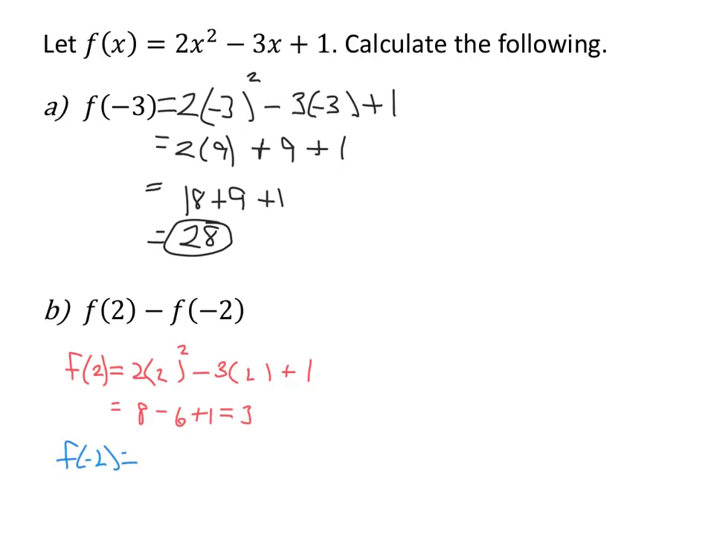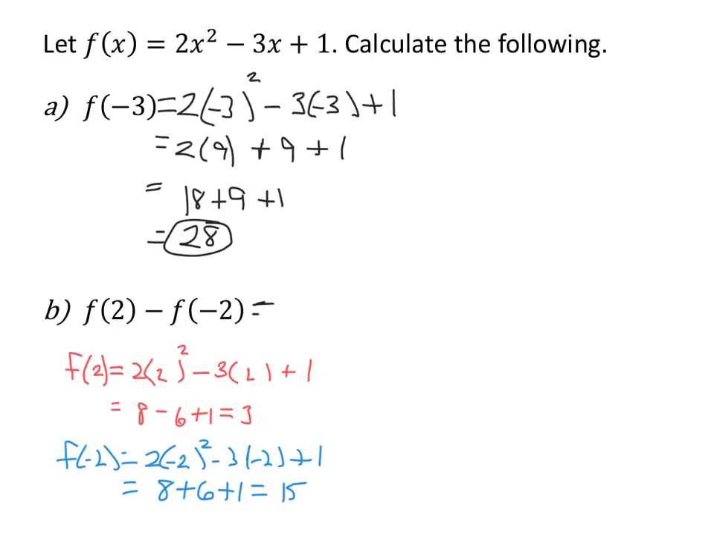Now I'm going to find f of negative 2. I'm going to use the same idea, the same skeleton form. That way I know what the function itself looks like. 2 times something squared minus 3 times something plus 1. Now fill in negative 2 in place of that something. Negative 2 squared is 4. 4 times 2 is still 8. But now a negative 3 times a negative 2 is a positive 6. 8 and 6 make 14, plus 1 makes 15.